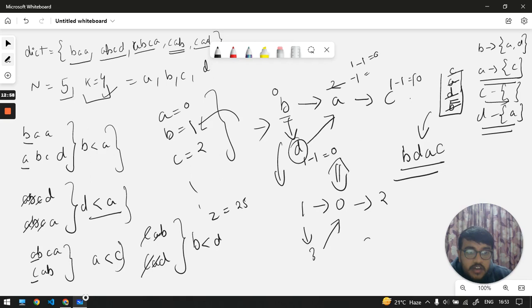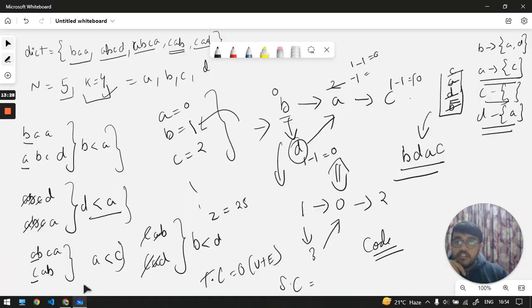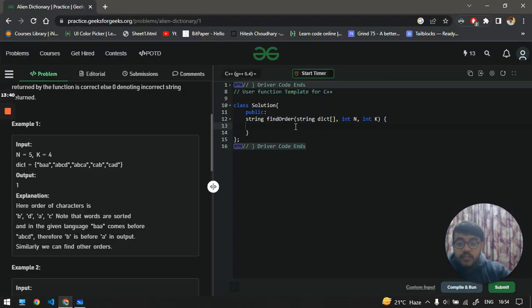Now let's code it. The time complexity will be the same as that of topo sort, which is O(V plus E). Space complexity will be slightly higher because we are using certain arrays, strings, and a graph. So first, I have to declare an adjacency list to make a graph using the dictionary array, and the graph should look like this. Let's make a graph.